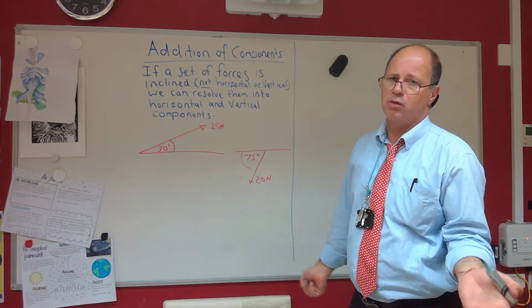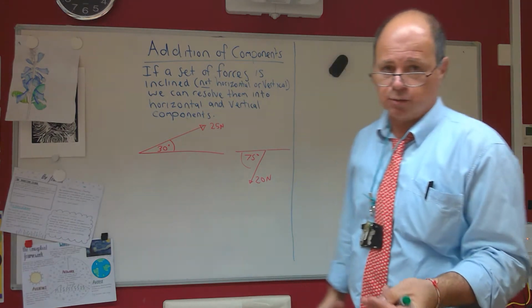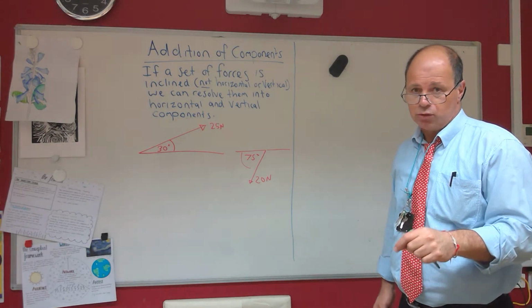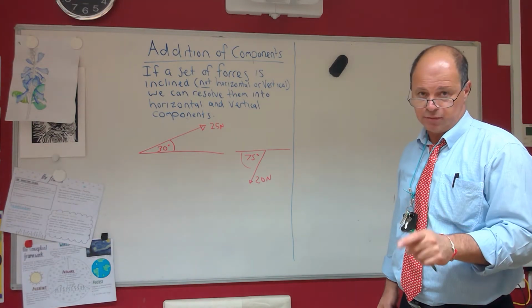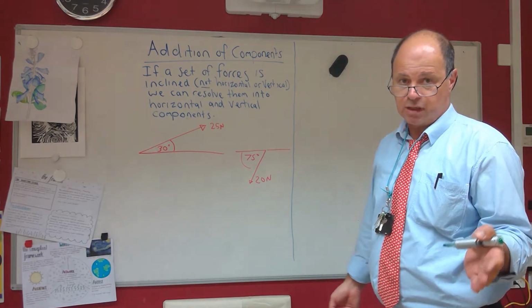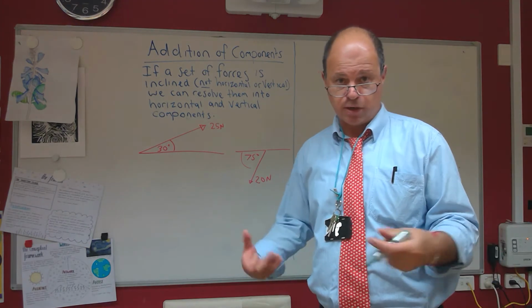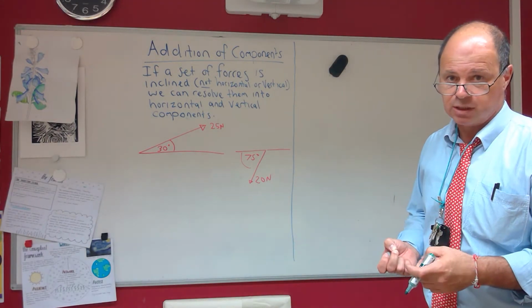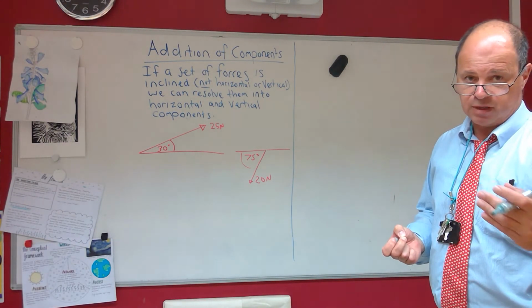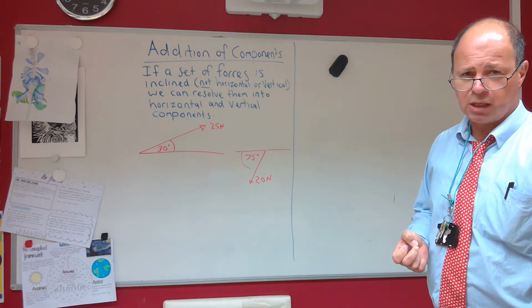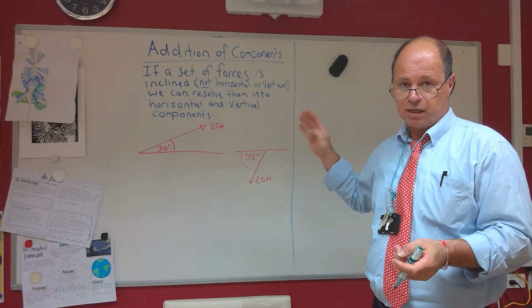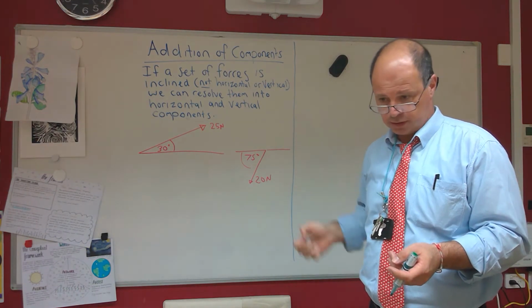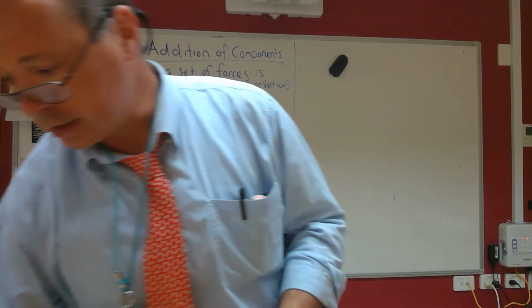Now you might be saying, well, why do we need to do that? Why do we need to break it down? Well, later on when you do truss analysis, you will need to take your inclined forces and resolve them into their horizontal and vertical components. That's one of the first steps when you're doing that type of analysis. You'll be doing that in year 12, but you'll need this skill, breaking down an inclined vector into its components. So pay attention.